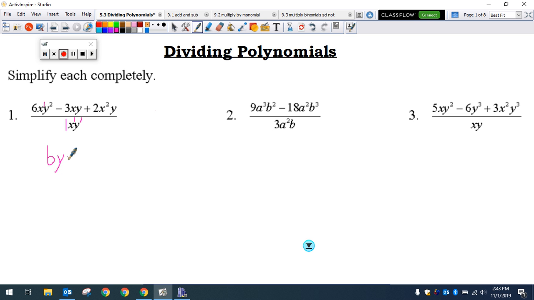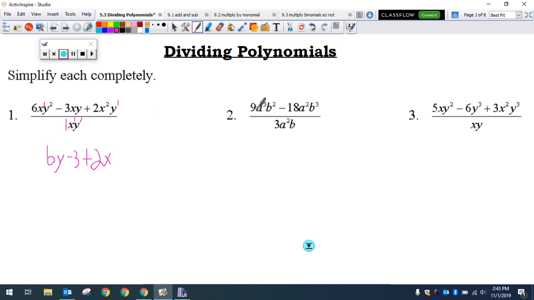Bring my minus down. 3, and we're going to divide again, right here in the middle. 3 divided by 1 is 3. Your x's will cancel and your y's will cancel. I'm going to bring down my plus and my 2. When I subtract my x's, 2 minus 1 is just a 1x. And my y's, 1 minus 1 cancels out.